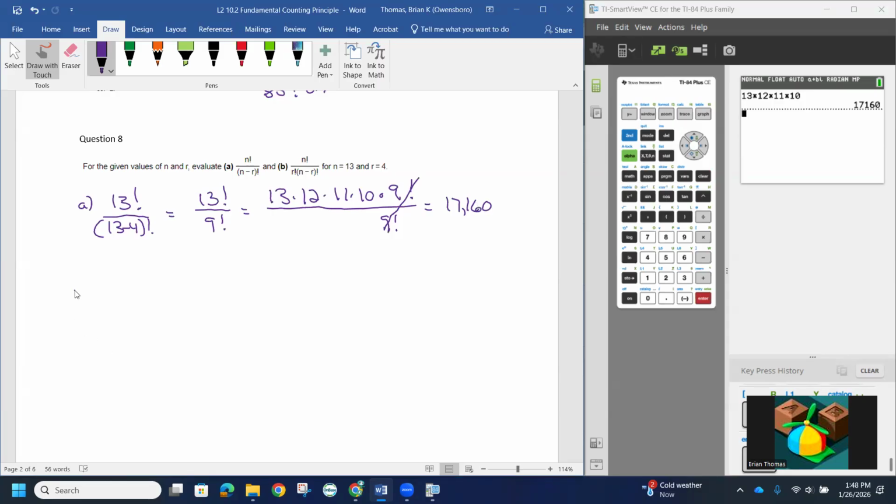So part B, they have a different formula here. We have n factorial again, which would be 13 factorial. Over here they have r factorial, so it's going to be 4 factorial times n minus r, which would be 13 minus 4 factorial. So really this is going to be 13 factorial over 4 factorial, and then 13 minus 4 would be 9 factorial.